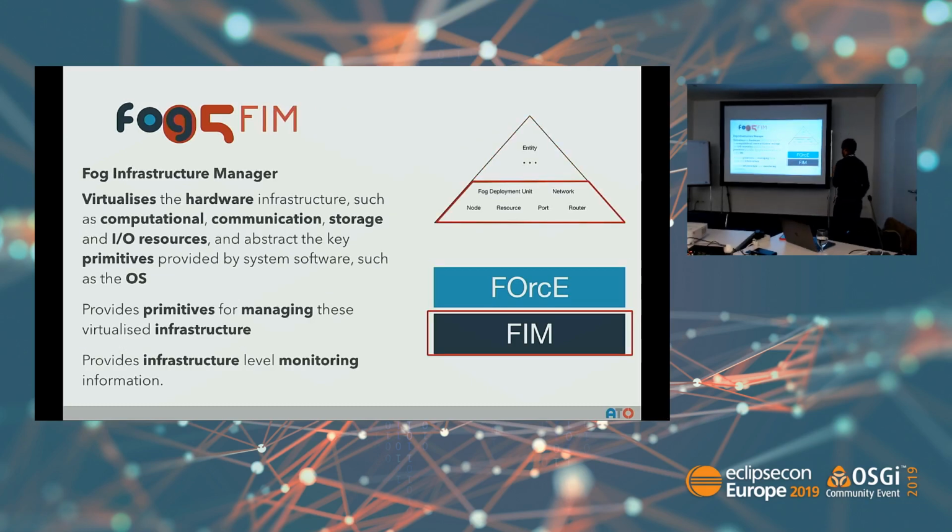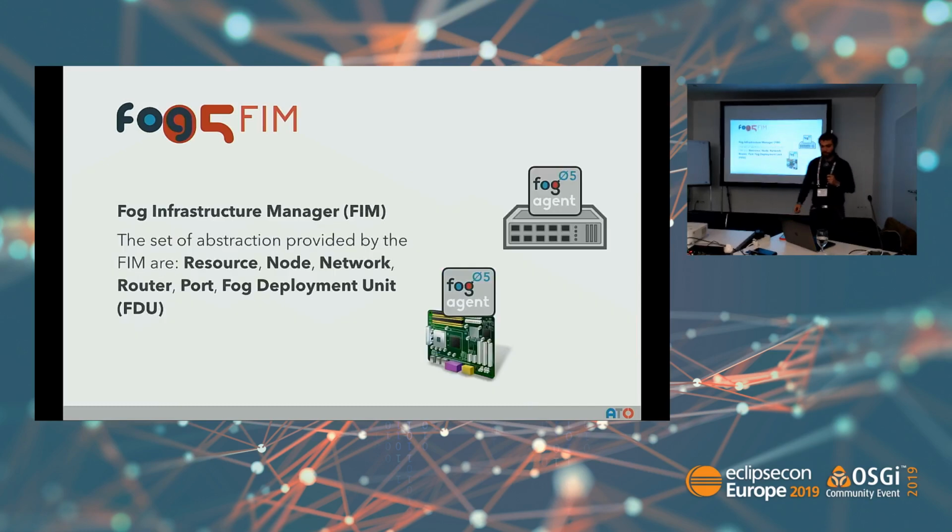Then the most important part that we have today, as said, is the fog infrastructure manager that virtualizes the hardware and provides those primitives to manage this virtualized infrastructure and this homogeneous view over this heterogeneous infrastructure. Now we introduce some of the abstractions provided by the theme, which are the resource, the node, the network, the router, sorry, the port, and the fog deployment unit, which is the FDU.